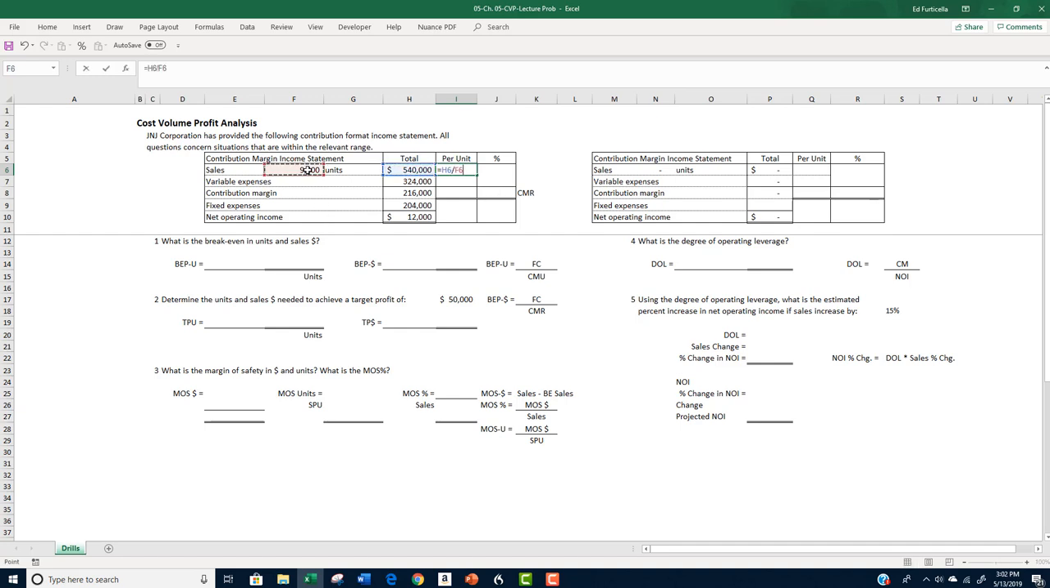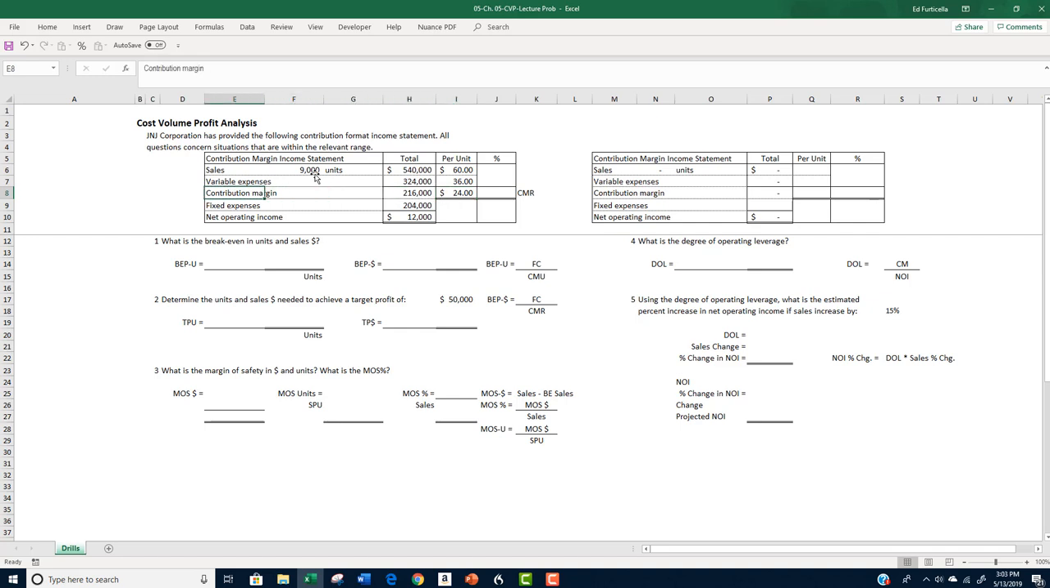Per unit calculations are done by dividing each line item by units sold. Doing so allows us to know the selling price per unit of $60, the variable expense per unit of $36, and the per unit contribution margin of $24, the difference between the $60 and the $36. We stop our per unit calculations with the contribution margin.